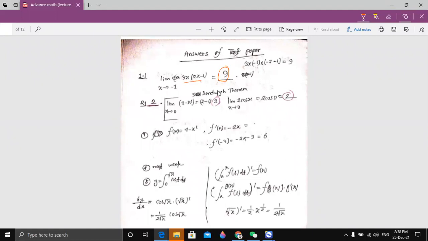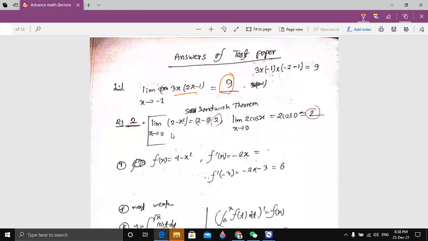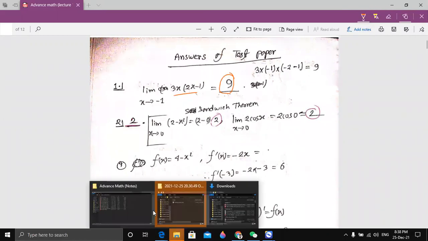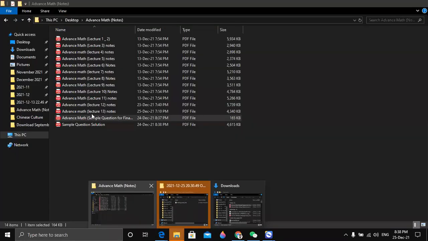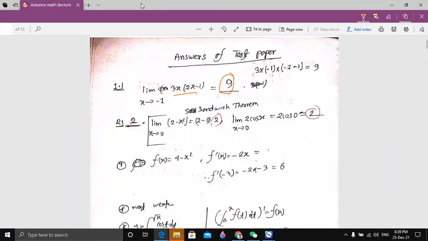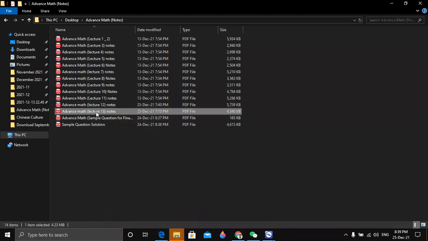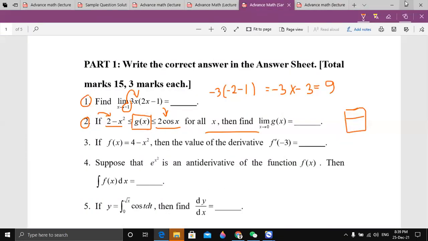To use the sandwich theorem, we have to find the left hand limit and right hand limit. I have to open it side by side, but it is opening here. Let's cross this. So our left hand limit is here, and our right hand limit is here.